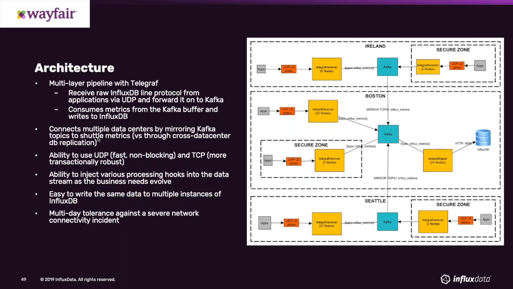In this example, they've got 3 data centers. They're now up to, I believe, 6. So they connect these multiple data centers by mirroring Kafka topics to shuttle the metrics. And they're able to inject the various processing hooks into the data stream as the business needs evolve. It's easy for them to write the same data to multiple instances.